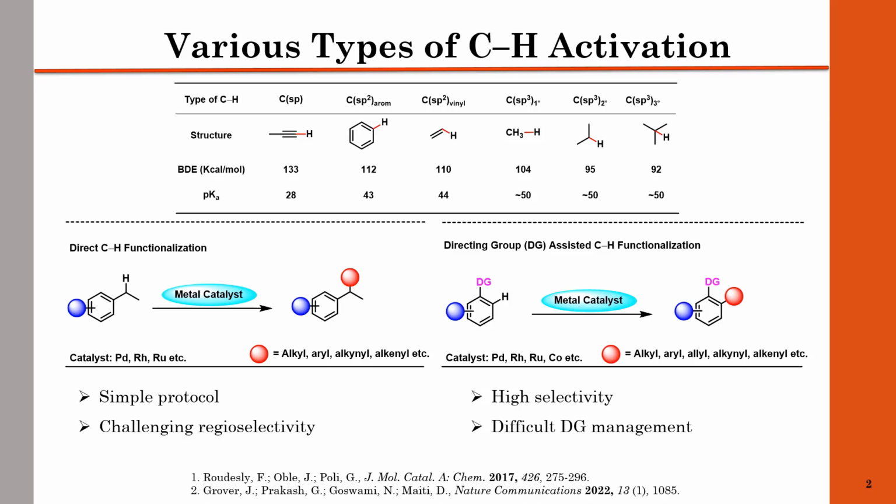The other one is directing group assisted CH functionalization. Using this strategy, we are trying to access the CH bond using directing groups such as aldehyde, amine, and carboxylic acid. Using this directing group strategy, we can access even the very close ortho CH bond and also the meta CH bond, and also the very far away para CH bond. There are a bunch of examples demonstrated related to directing group assisted CH bond functionalization, where palladium, rhodium, or ruthenium catalysts have been used.